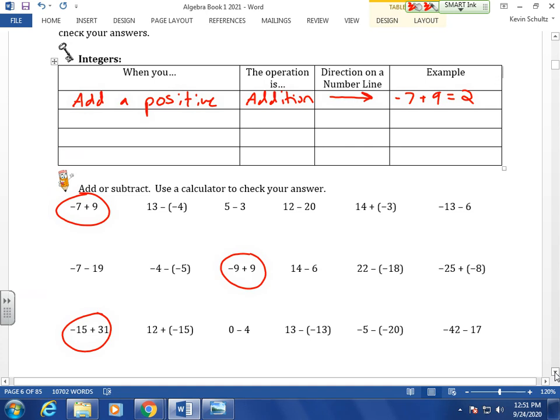You are quiet. So adding a positive is addition, going to the right on the number line. In this case, the example of that would be 2. The next type is going to be adding a negative.